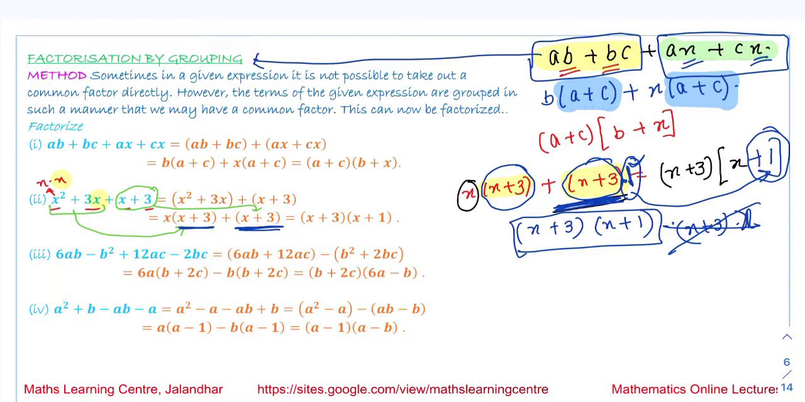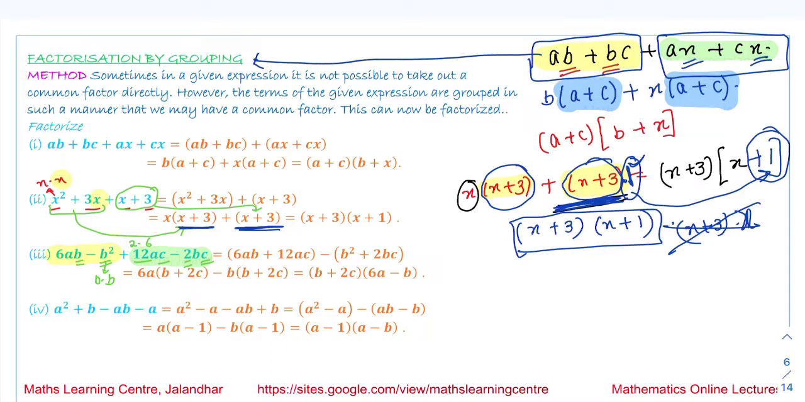Similarly, in the next third part, if we look at the common terms over here, from the first two terms it is b, and this is b square, so b square I can write as b into b. In the next part, 12 I can write as 2 into 6. It is c over here, 2 over here and c over here. So how have we grouped these terms? The first two terms we have grouped and the next two terms we have grouped.